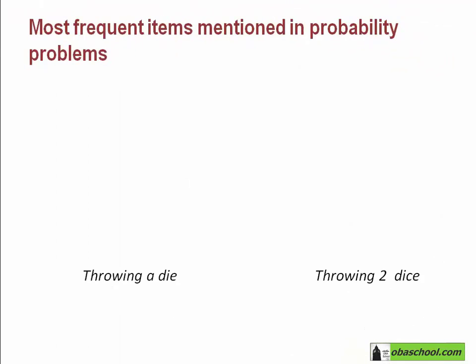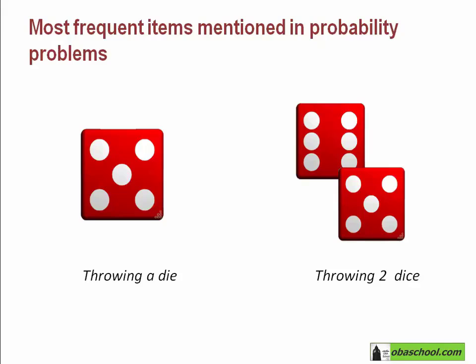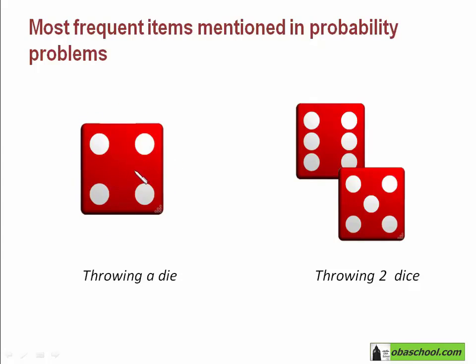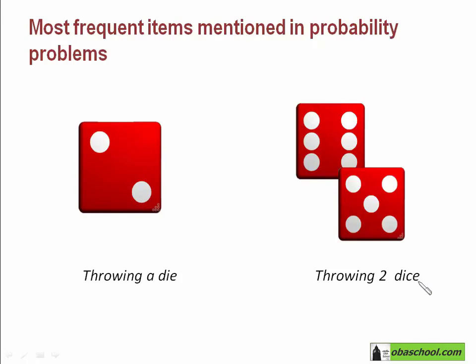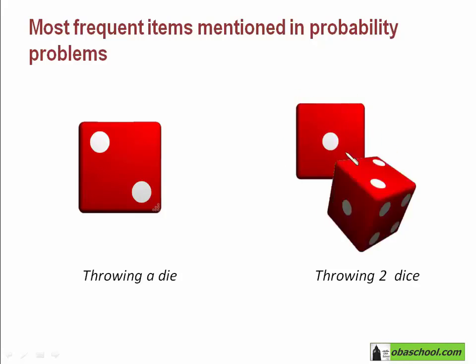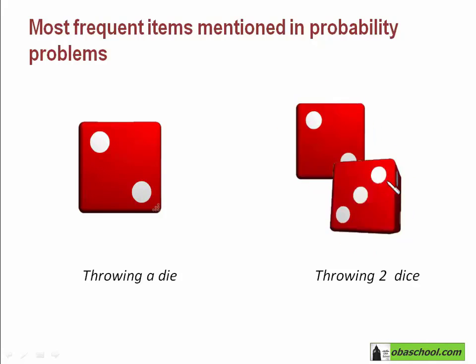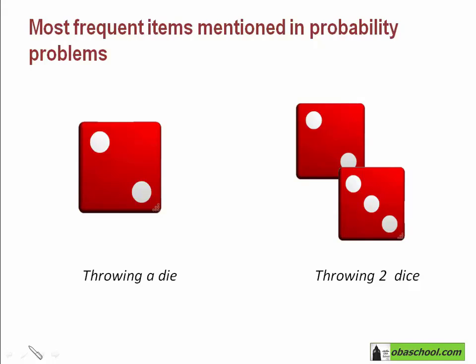One of the examples that we'll pass through is throwing a die or throwing 2 dice. A die is a cube that has 6 sides numbered from 1 to 6, with each number represented by dots. If I throw a die, there are 6 possibilities, which are the numbers on the die from 1 to 6. Some questions in the case of throwing 2 dice are to find out the relation between the numbers on each side of the 2 dice.